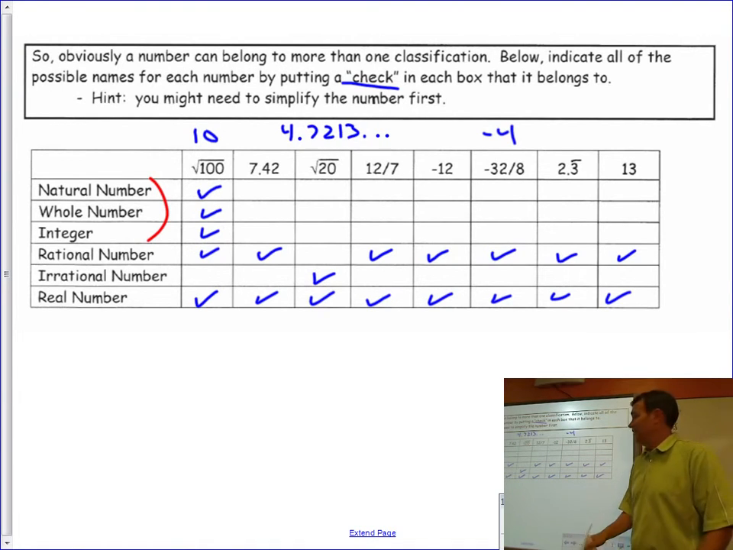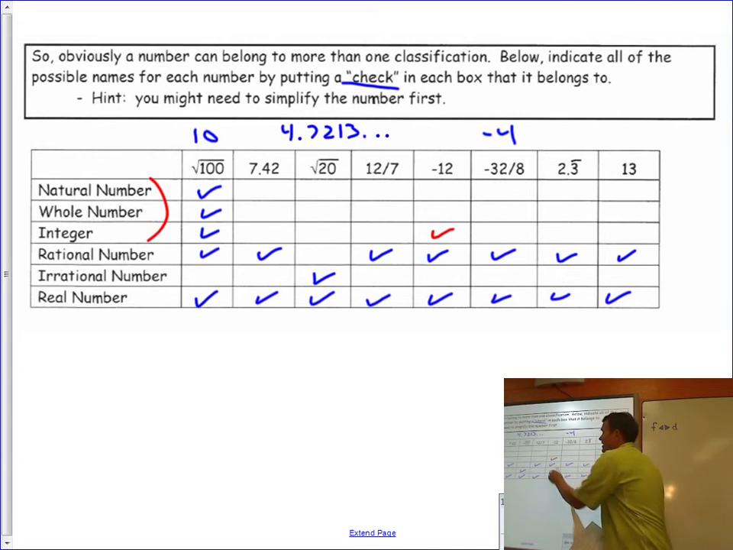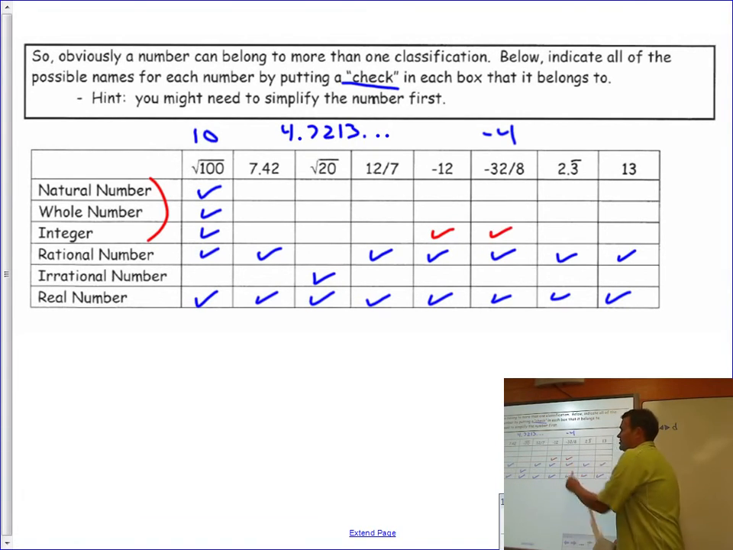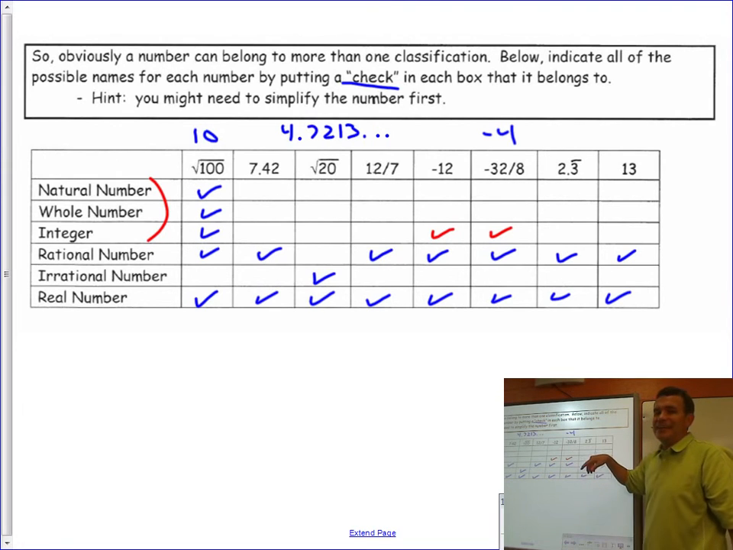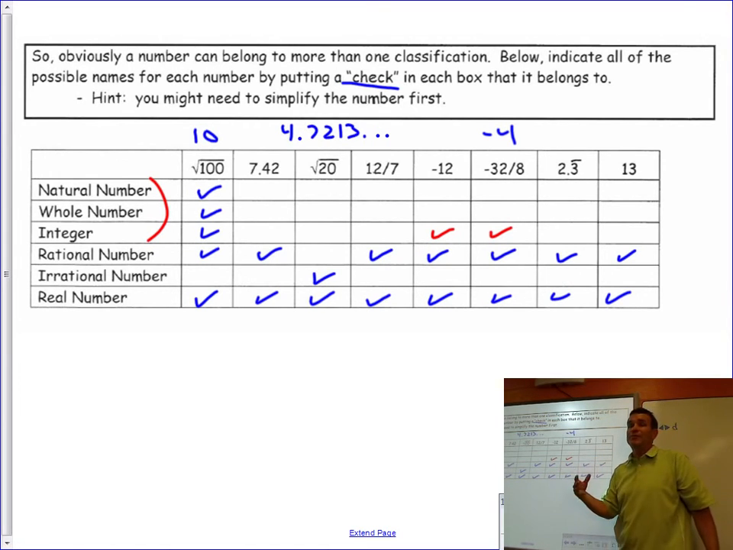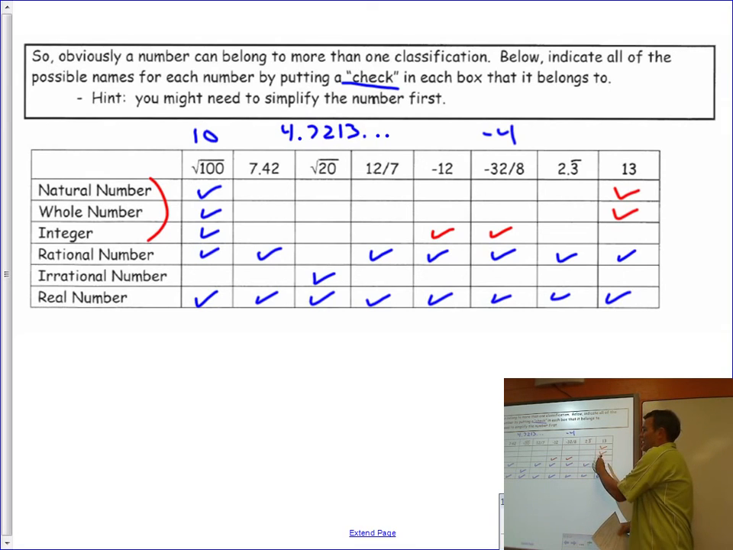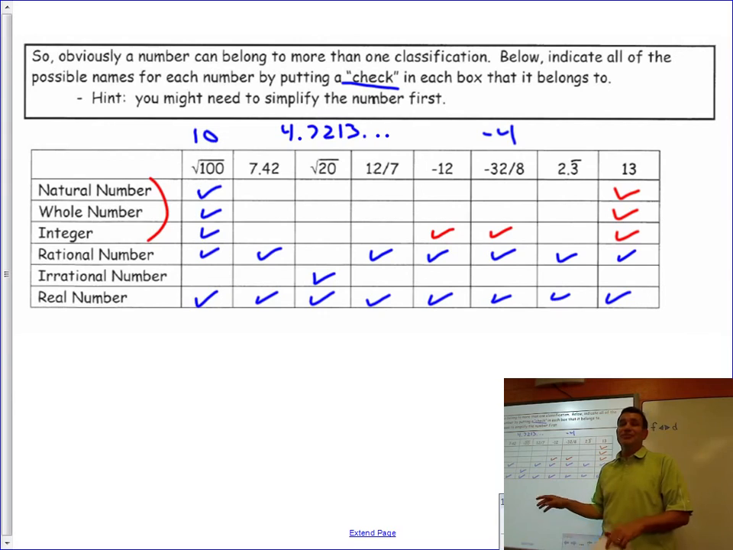But negative 12 is, that's a whole number. Well, it's a negative whole number. That makes it an integer. Negative 4 is also an integer, but it's not a whole number and it's not a natural number because those are only positive. A repeating decimal is none of them. And the number 13, that is a natural number, a whole number, and an integer. That is what the chart should look like. I hope you did well. Your homework will have several questions like those on it. Good luck.